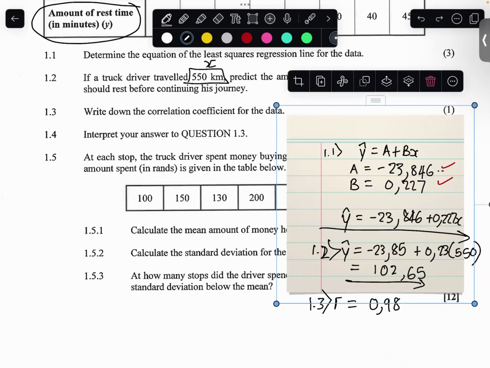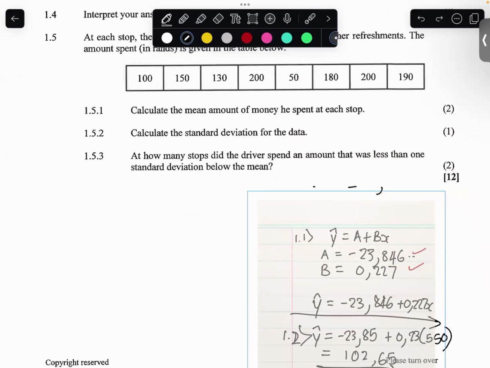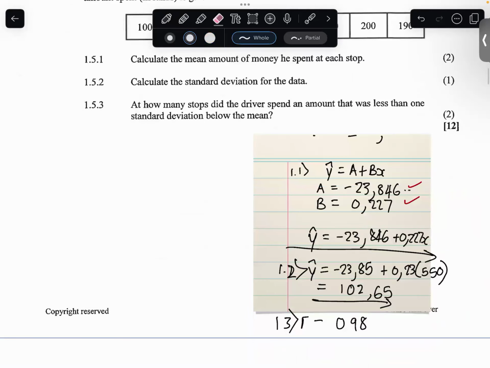Okay, next question says, hold on. Let's erase all of that.